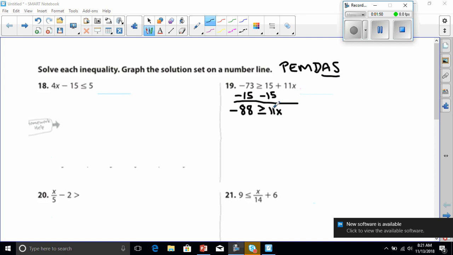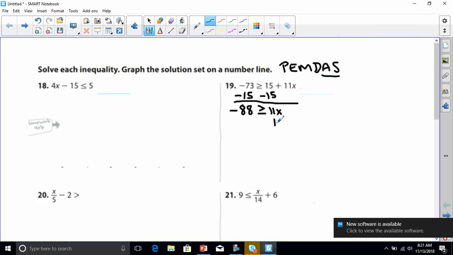Now, to get my coefficient away from my variable, in layman's terms, to get my number away from my letter, I have to divide my number away from it. I know that any number over itself equals 1, so that means now I have 1x left over. My coefficient wasn't negative, so I don't have to turn my symbol around. I can keep it the same. But whatever I divide from one side, I do have to divide from the other. 88 divided by 11 is going to be negative 8.